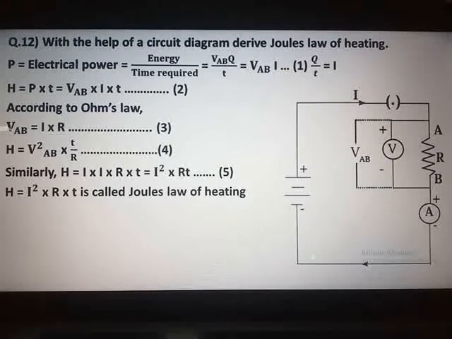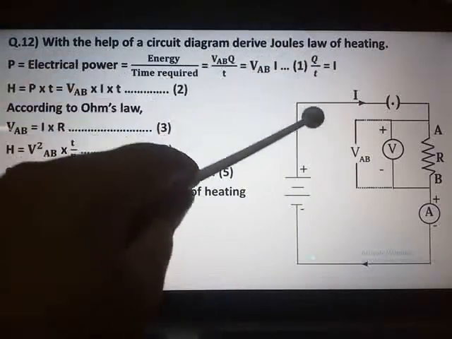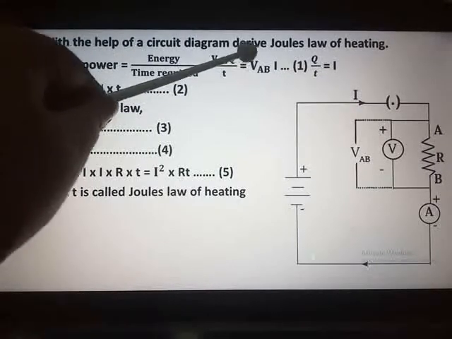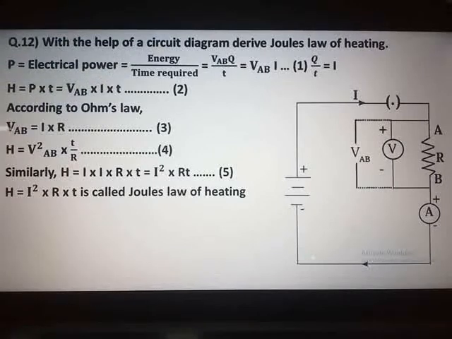Mark it on page number 48. You can see the circuit diagram, that is figure 4.2, that you can draw, and below the heading use your brain power, you have the derivation. P is electrical power which is equal to VQ upon T. Q upon T is equal to I. So H is equal to P multiplied by T. That is, what is P? V multiplied by I multiplied by T.